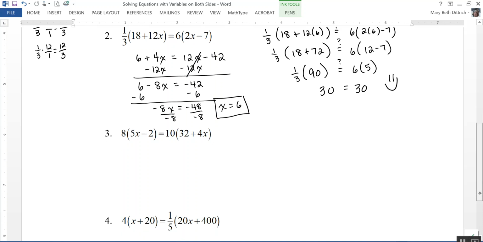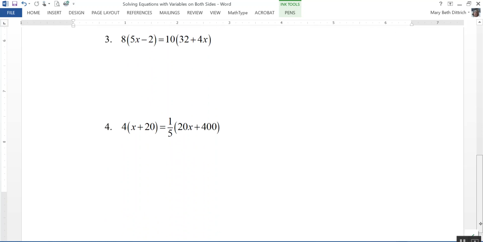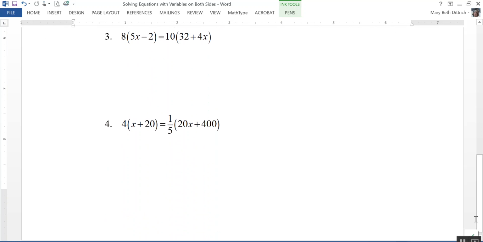Okay, 2 more examples. Stick with me here. All right. This one has 5 times the quantity x minus 5. 8 times the quantity 5x minus 2 is equal to 10 times the quantity 32 plus 4x. Let's distribute. 8 times 5x is 40x. 8 times negative 2 is negative 16. 10 times 32 is 320. And 10 times 4x is 40x.